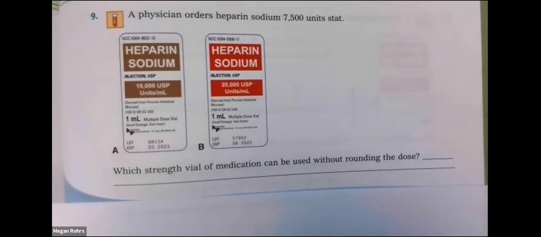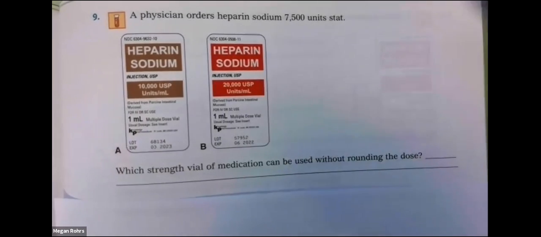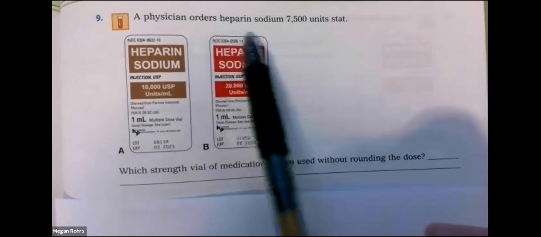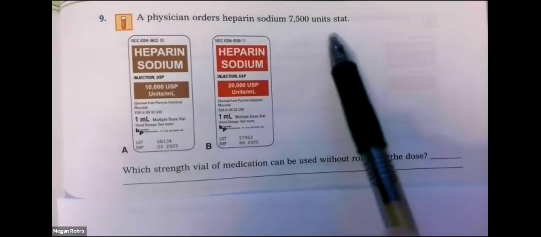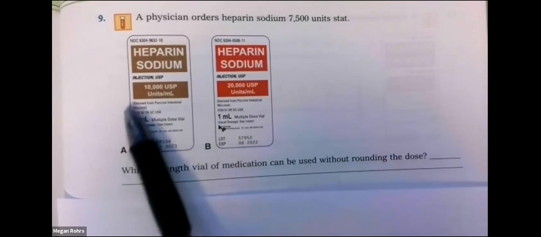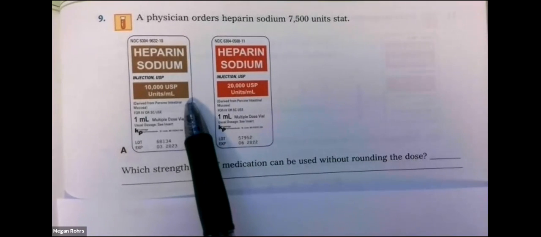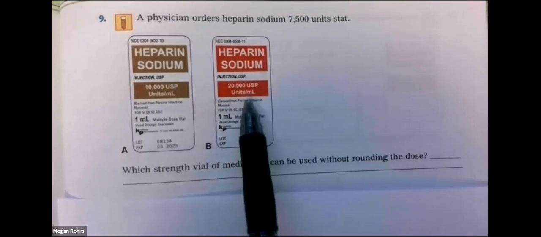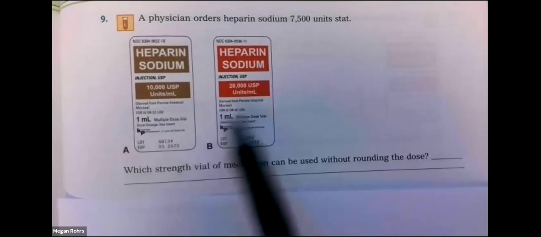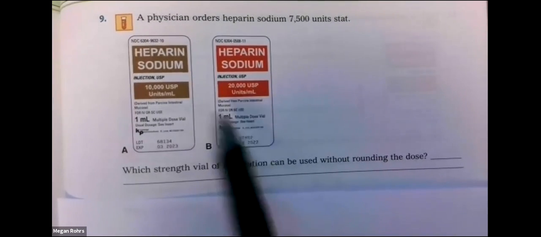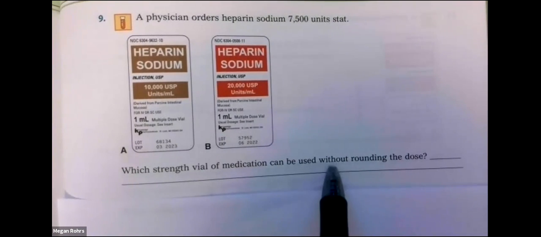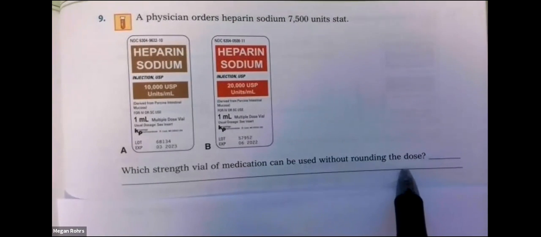Okay, I am on page 231, taking a look at number 9 here. So a physician orders heparin 7,500 units stat. We have in stock a 10,000 unit per mil vial and a 20,000 unit per mil vial. They both have a total of 1 mil in them. So it says, which strength of the medication can be used without rounding the dose?